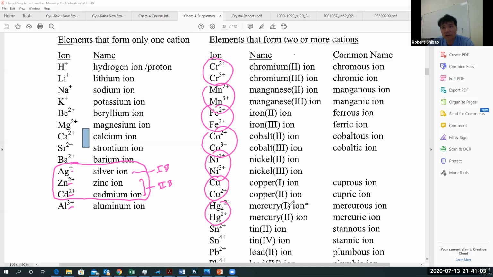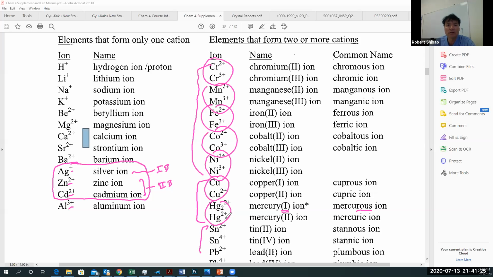Now this plus 1 is very funny. This is the diatomic. We have 2 atoms with a total charge of 2 plus, which means each atom's plus 1. So it's a mercury 1 or mercury positive 1 ion, mercurous ion. Okay, that's in the middle. So the middle, plus 1, plus 2. On the left end is plus 2, plus 3. On the right end, it's 2, 4.